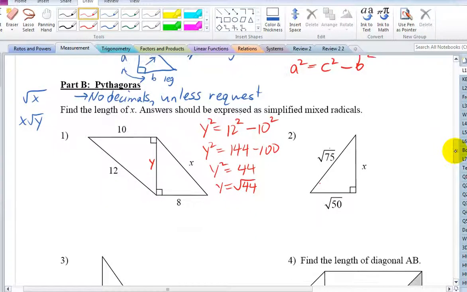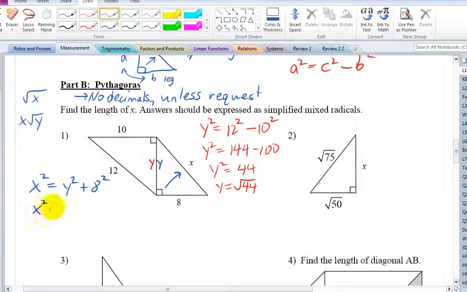So y equals square root 44. Now I'll work in blue. We're still using the same y, but we're using the other triangle. So we're going to get x squared equals y squared plus 8 squared. So we're finding the hypotenuse now.